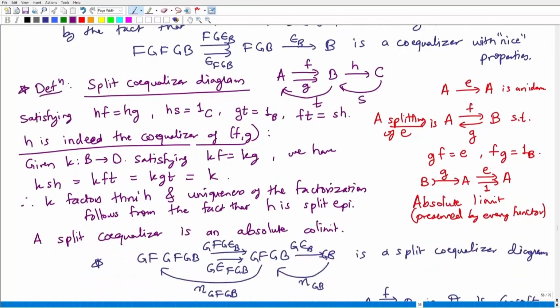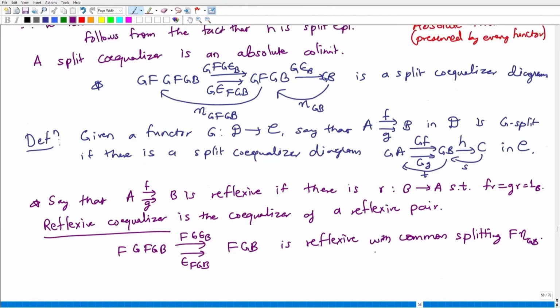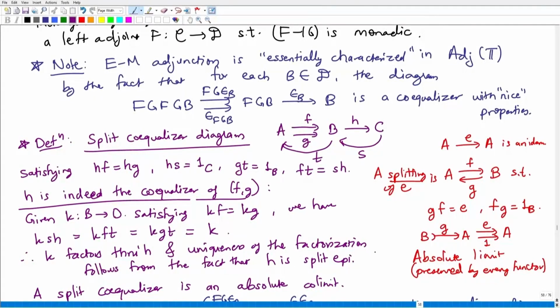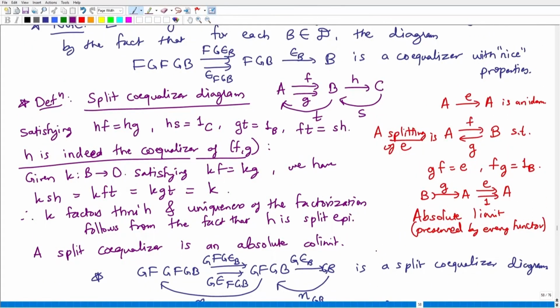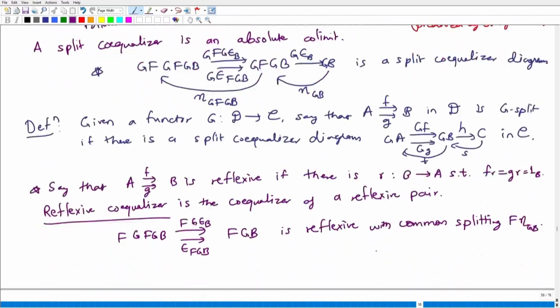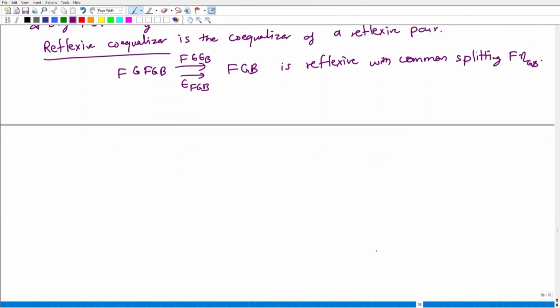Okay, so reflexive coequalizers are like this. You saw that the diagram that we started with is both a G-split coequalizer and reflexive. This pair of morphisms FG epsilon sub B and epsilon sub FGB is both. And these two different properties are going to give us two different versions of tests for monadicity.